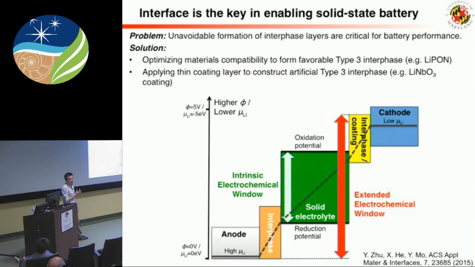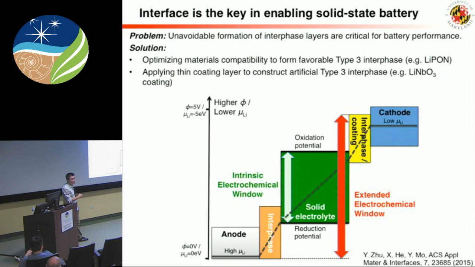Here I just use this slide to summarize the interface talk. Basically, what we show is that through this fundamental thermodynamic calculation, we see that solid electrolyte materials all have a limited electrochemical window. As a result, when you put them into a battery, they react with the anode and also with the cathode, and form some interface layer in between the electrolyte and electrode. What forms there has a very significant impact on your battery performance.